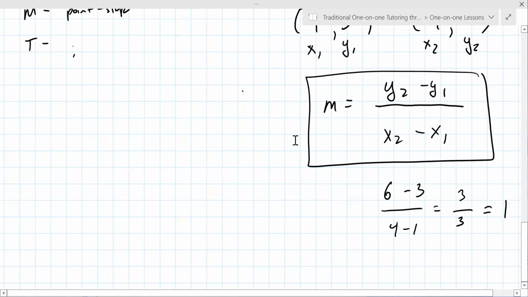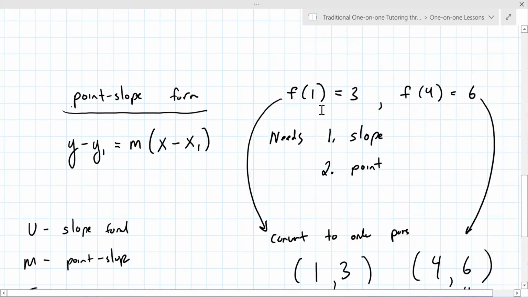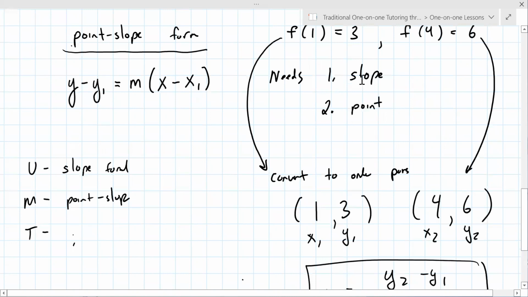So we have found that the slope is 1. Okay. Why did we want to find the slope? You need a point or you need the slope. One of our needs is slope. It's like a list. You can't go camping until you bring your tent and your backpack. You need both.